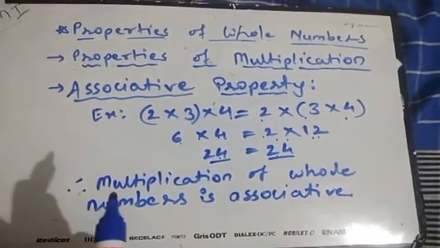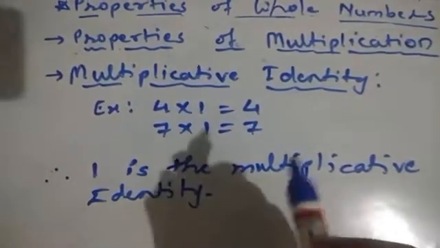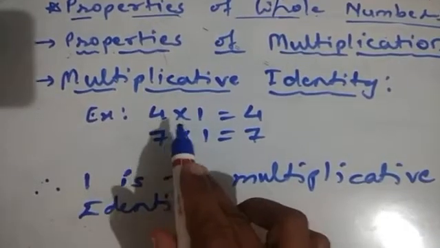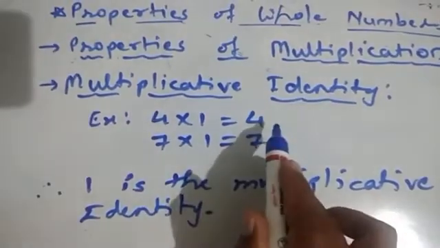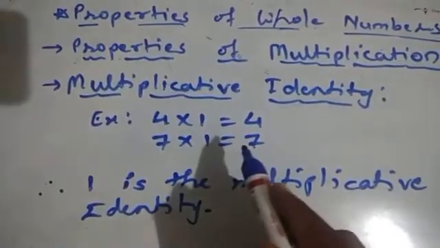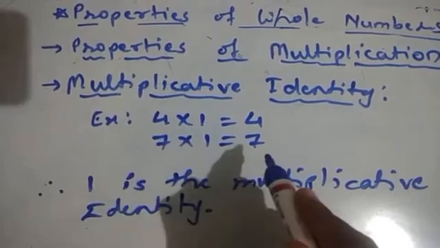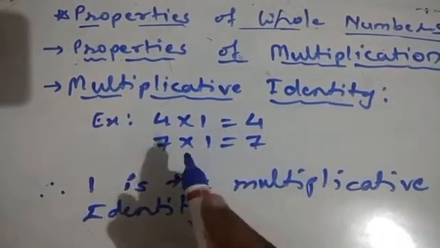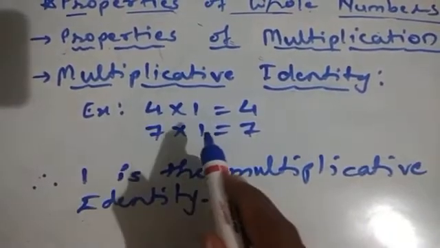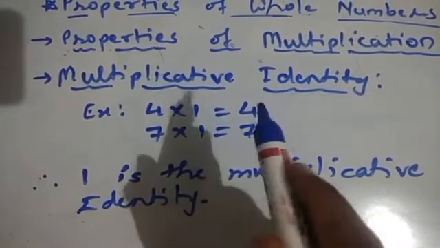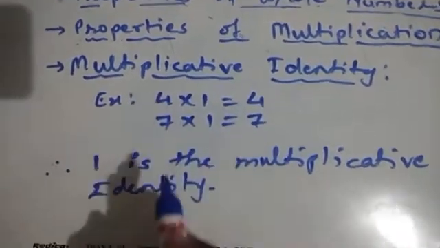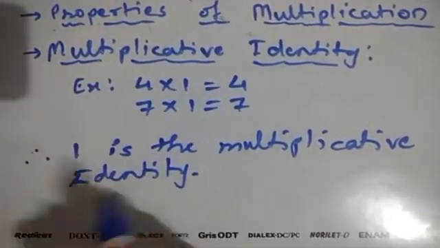Okay students, now see the next part, that is the multiplicative identity. Now students, here are some examples. 4 multiplied by 1 is what? 4. 7 multiplied by 1 is what? 7. Again take some examples. 100 multiplied by 1 is what? 100. 1000 multiplied by 1 is what? 1000. It means when we multiply any whole number with 1, we get that number itself as the product, and therefore 1 is the multiplicative identity.